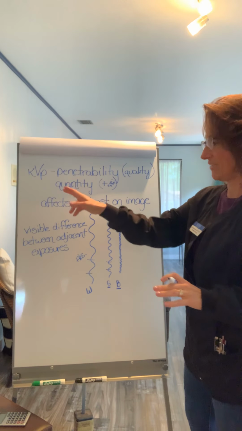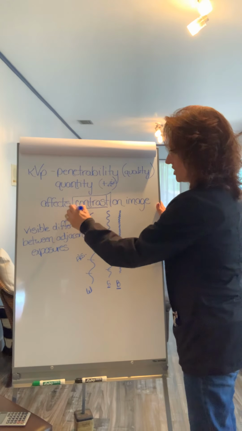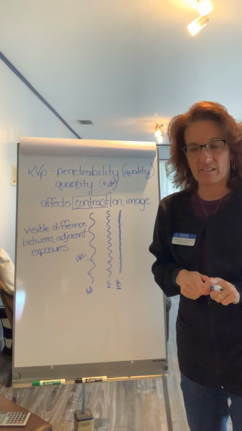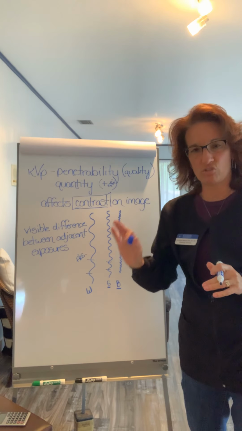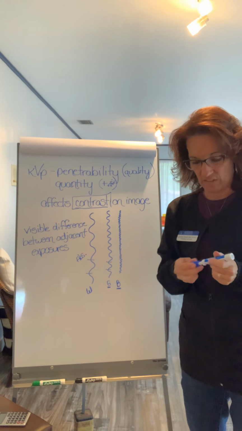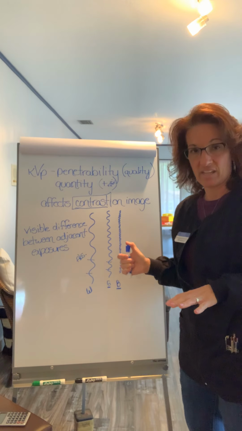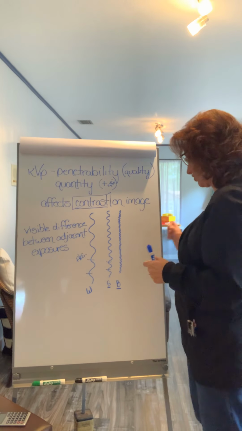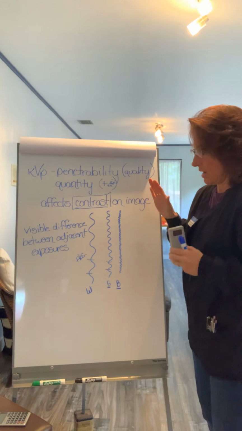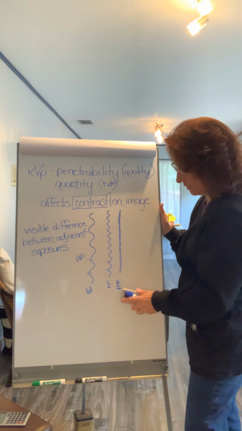Okay? So kVp ultimately affects the contrast on an image. That's why during lecture I said if you only wanted to change the quantity of photons, you should change your mAs value. If you wanted to change the quantity of photons and it was okay to change the contrast as well, then you could alter your kVp. All right, I'm going to get rid of this, and I'm going to go back to talking about kVp with regard to mathematics.